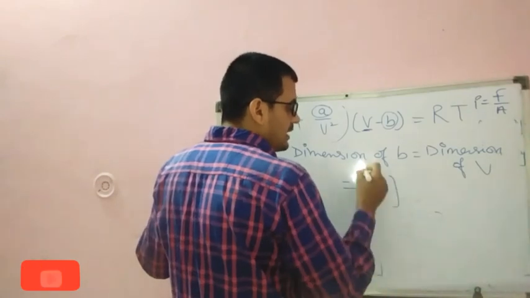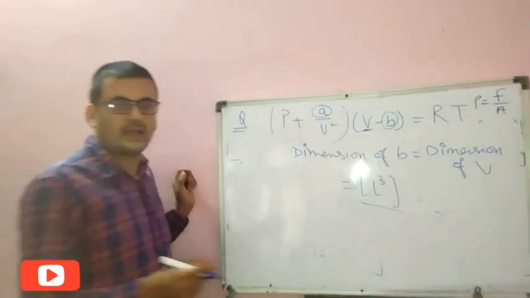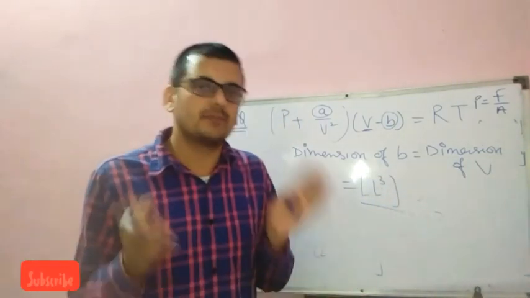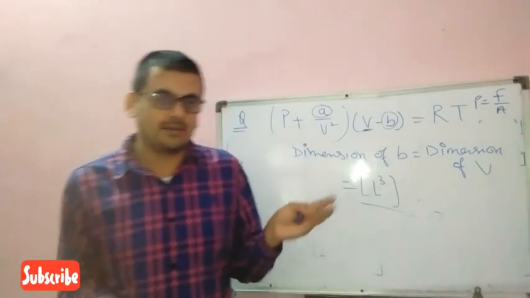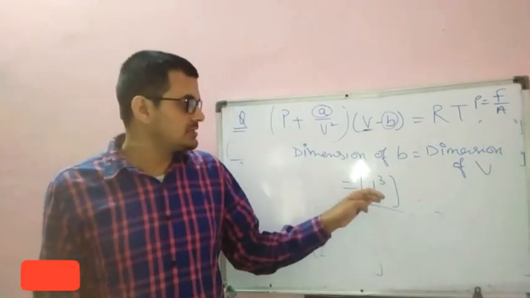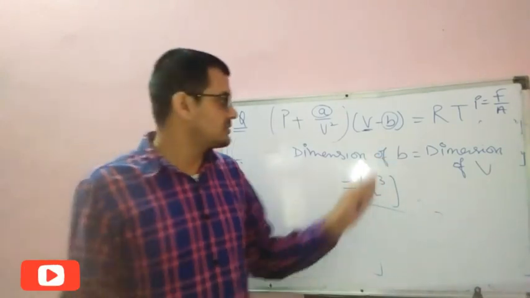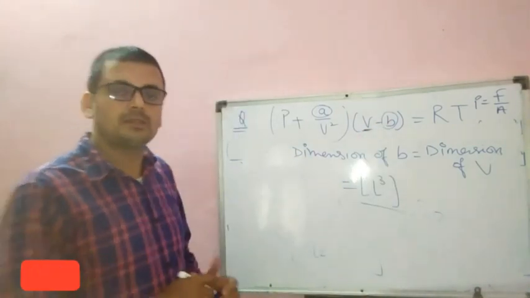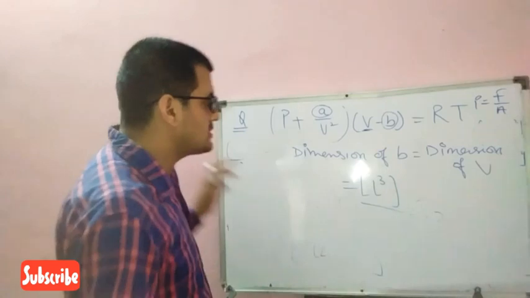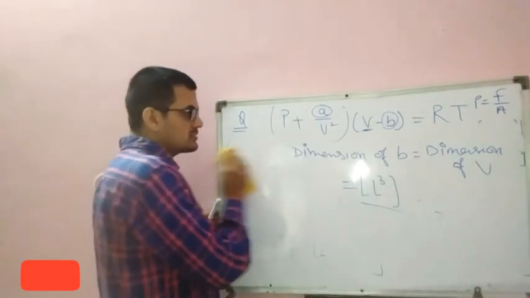Dimension of volume is L power 3. Length, breadth, height, unit is meter cube. So meter is represented by L, L power 3. So the dimension of volume will be L power 3. This is a very simple question, and so many times this question is asked in exams.